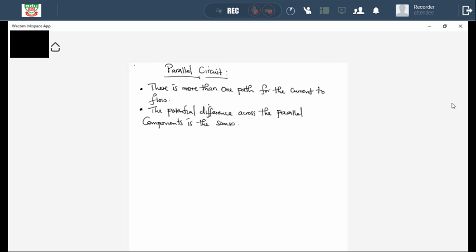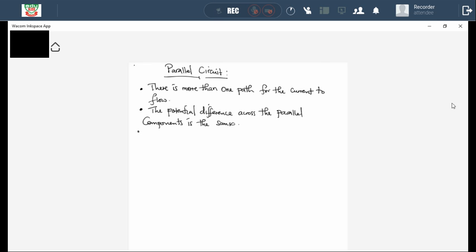When you look at current and potential difference between these two types of circuits, in a series circuit, current is constant, but in a parallel circuit, current divides, right? In a series circuit, potential difference divides. In a parallel circuit, potential difference is the same, right?